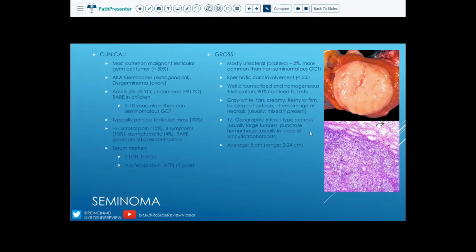But if you have a really large tumor, then you can see this geographic infarct type necrosis. If you have hemorrhage, it'll be this really fine punctate type hemorrhage, usually in areas of syncytiotrophoblasts. On average, these are going to be 5 centimeters or about 2 inches in size, but they can range up to 24 centimeters in size.